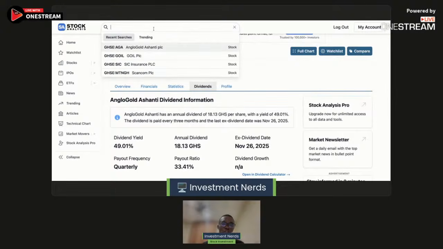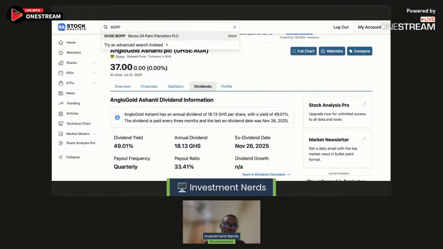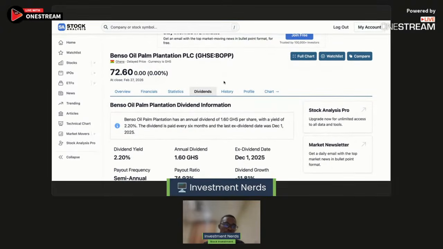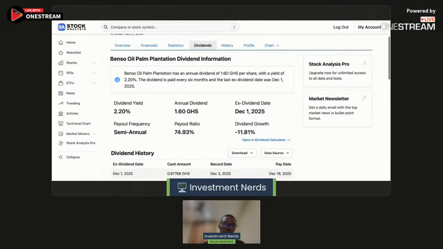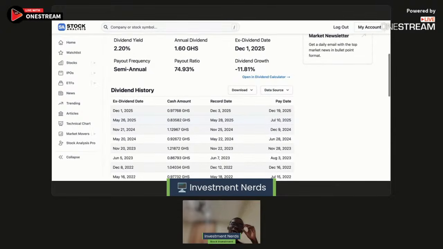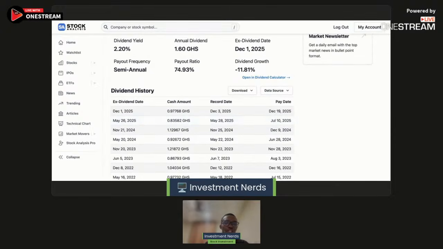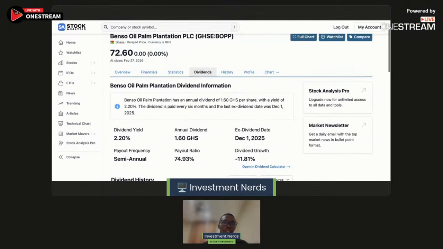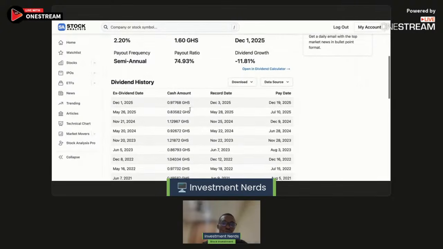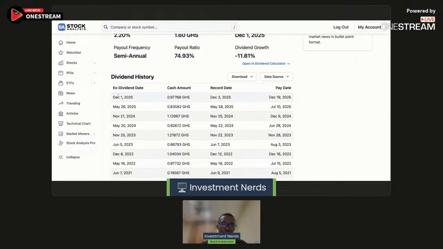Good. Now, let me also show you one company, Benso Oil Palm Plantation. You come and look at the dividend side. If you want to ask us a question like how often does a company pay dividend, you can do that yourself by looking for the company and going to the dividend section, okay? Then head to this section. Look at this.